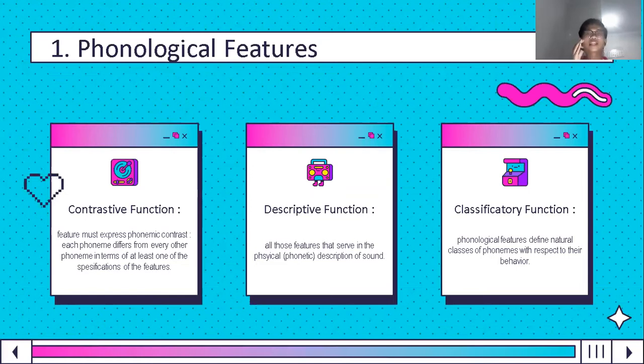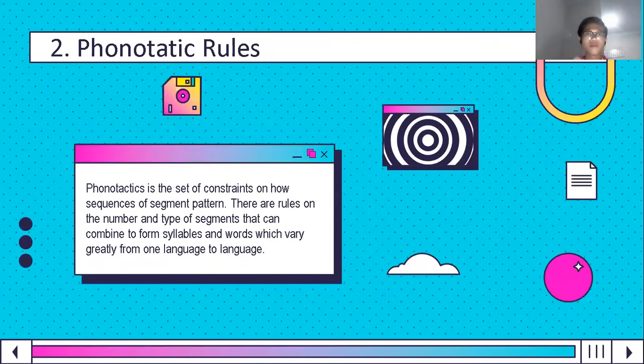The third is the classificatory function. In this function, phonological features define natural classes of phonemes with respect to their behavior. This type of feature theory serves in the expression of generalization in phonology. It should be able to capture natural classes in a clear fashion.